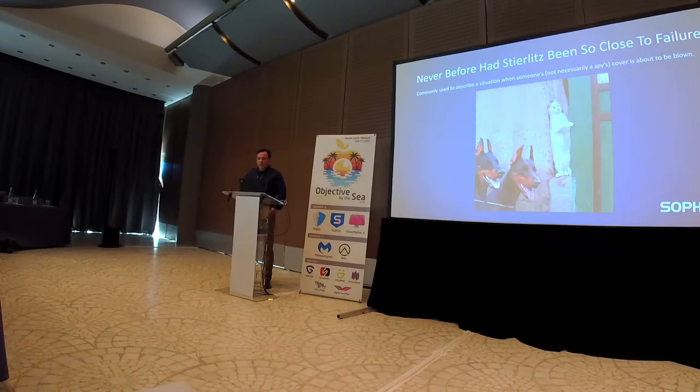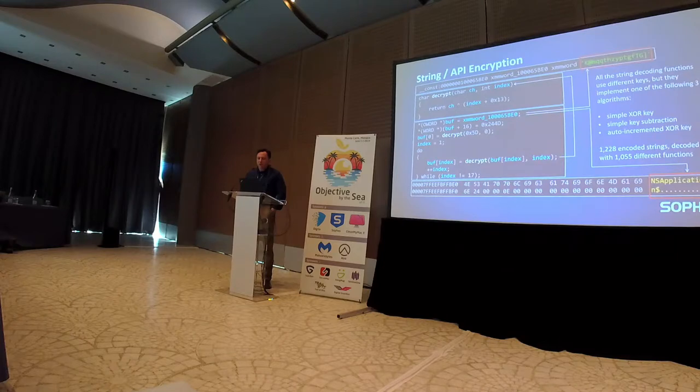Okay, but jokes aside, let's get back to the analysis. All the strings, all the APIs are encrypted, and let's have a look at this particular case. Here on the bottom, you can find the fully decrypted string. It reads NS application main. In order to decrypt it, it calls this function, and let's have a look at how it does it.